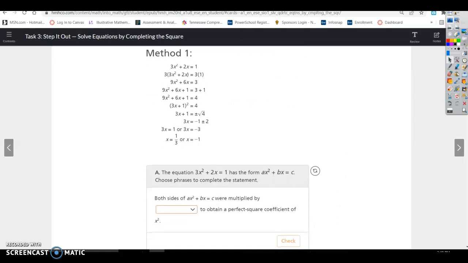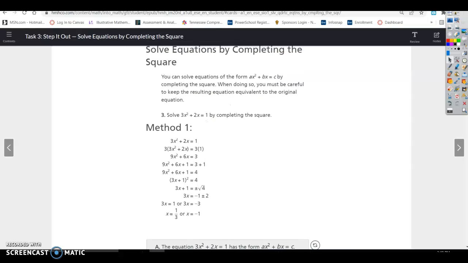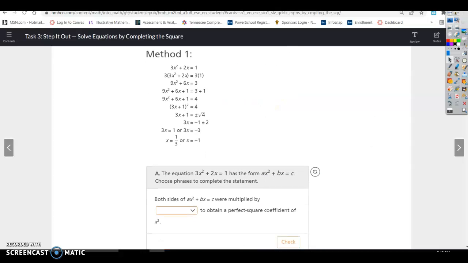All right, there are two different methods we're going to look at, so let's look at method 1 to begin with. The first thing they want to do is 3x squared plus 2x equals 1. We know that the first term has to be a perfect square, and 3 is not a perfect square. So step 1 is to multiply the entire equation by 3. If you remember, it says be careful that you keep the resulting equation equivalent to the original equation.